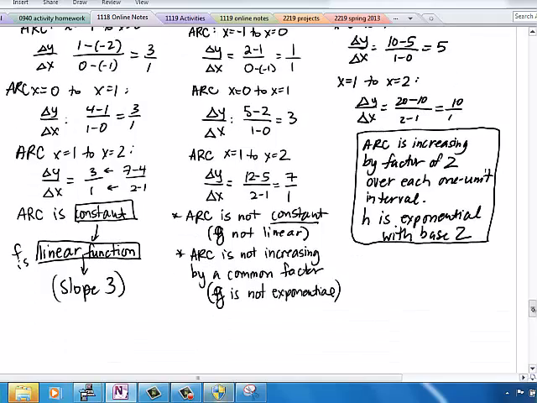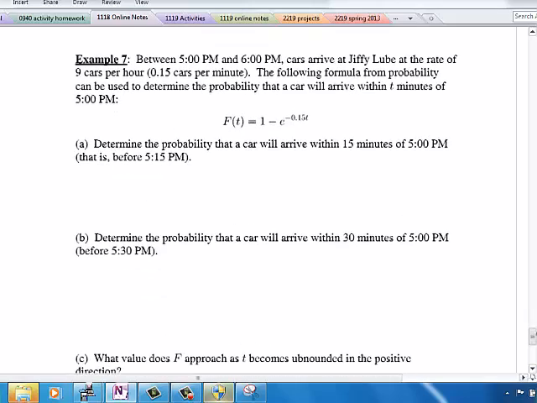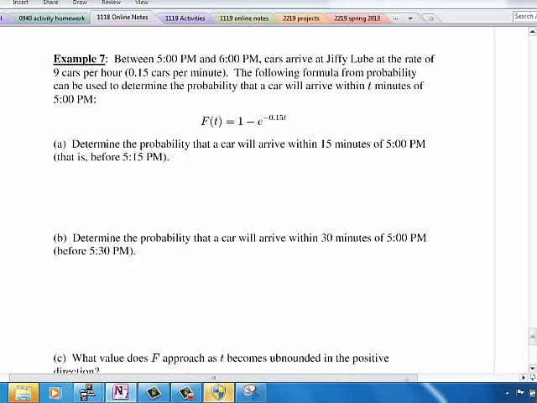One more application here. It says between 5 and 6 p.m., cars arrive at Jiffy Lube at the rate of 9 cars per hour or 0.15 cars per minute. The following formula from probability can be used to determine the probability that a car will arrive within t minutes of 5 p.m. So we see we've got an exponential function with a negative coefficient on t.